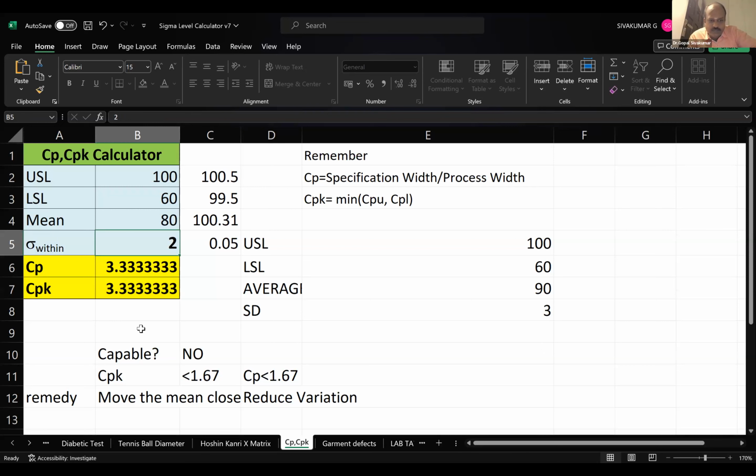And when I further reduce, my capability is going very high. If I increase the standard deviation to 2, it's coming down. When I make it 3, it will further go down. When I make it 4, it might further go down. And one more possibility is if the center is shifted, let's say 80 is shifted negatively to 70, I will lose some more capability. Do you understand? So this is how your CP and CPK are indicating your process capability.